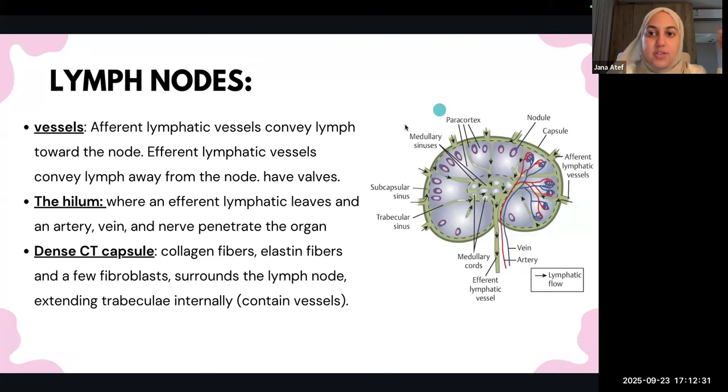Now vessels. The important thing about lymph nodes, guys, is that they filter. Where blood is filtered is in the lymph nodes and the spleen. Lymph nodes are like tiny stop stations. They take the blood and say, let me see if you have anything bad, and then you can go on your way.